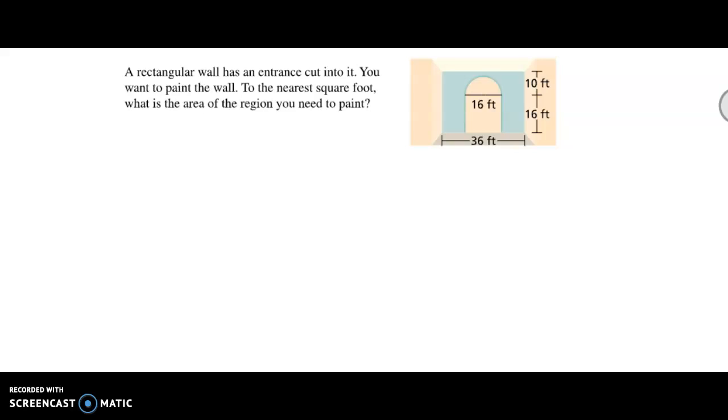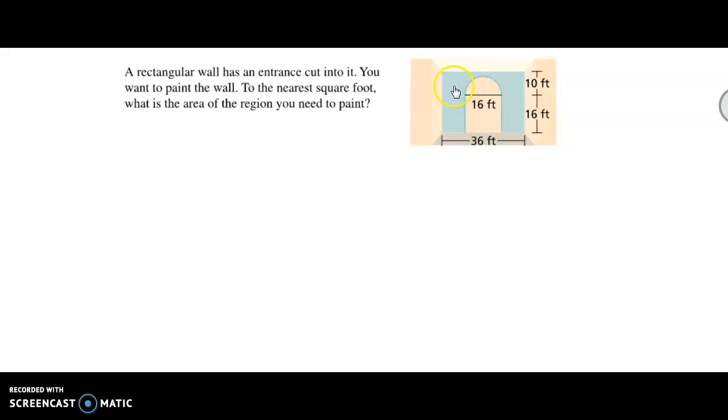Now, how do we use the formula for the sector area to solve some real-life scenarios? Let's read this example. A rectangular wall has an entrance cut into it. So the wall they're talking about is the blue one, the blue wall, and this shape is cut. You want to paint the wall, and to the nearest foot, what is the area of the region you need to paint? So pretty much we need to find the area of the blue region.